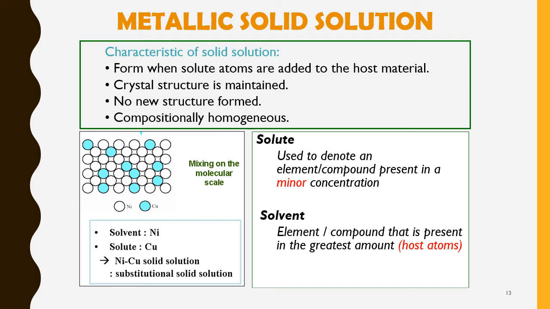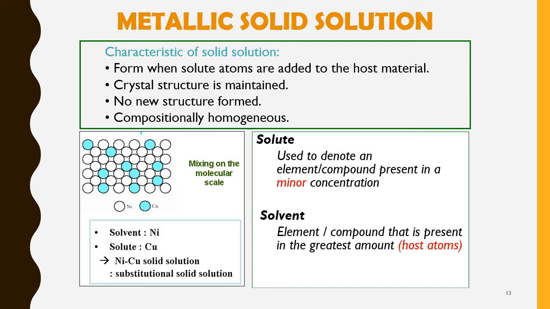What does it mean by compositionally homogeneous? It does not transform to another material. For example, when you add something to aluminium and you check, it still has the same structure, and it's still aluminium. It does not transform to another type of material.